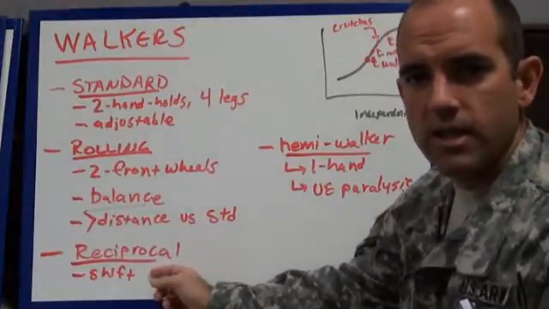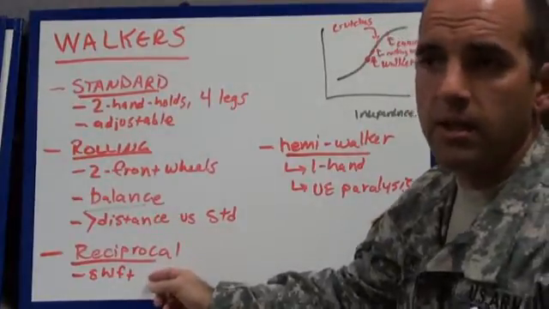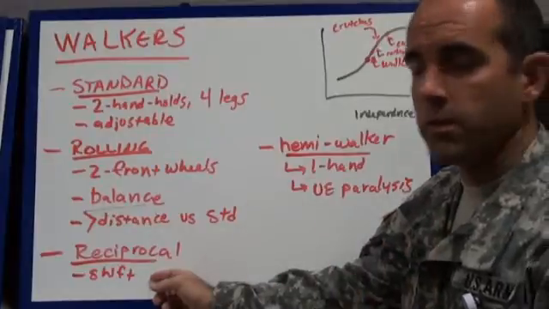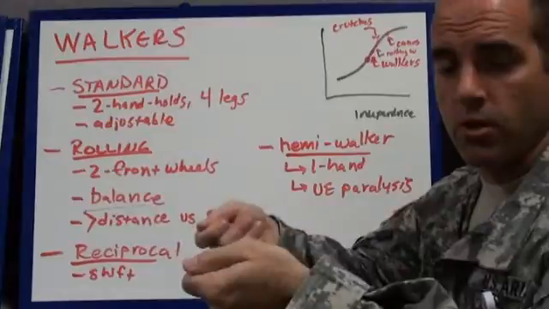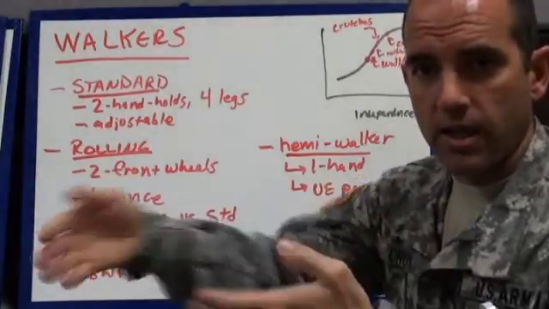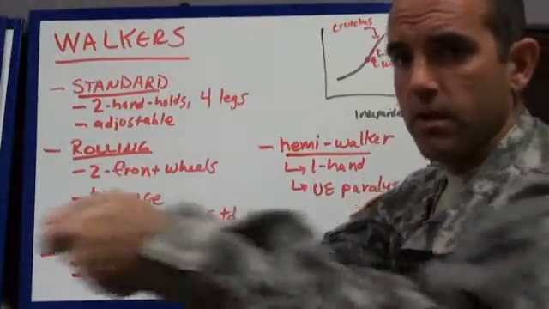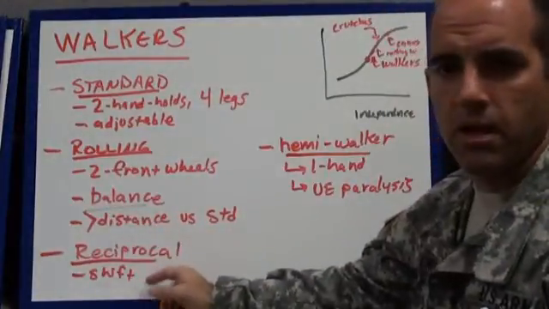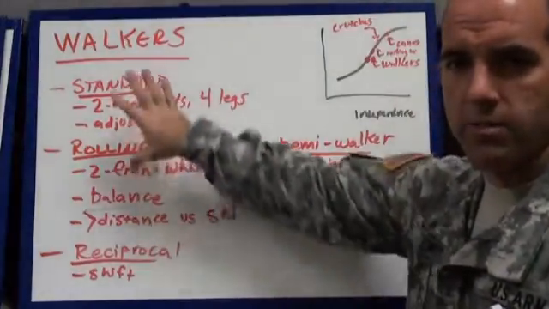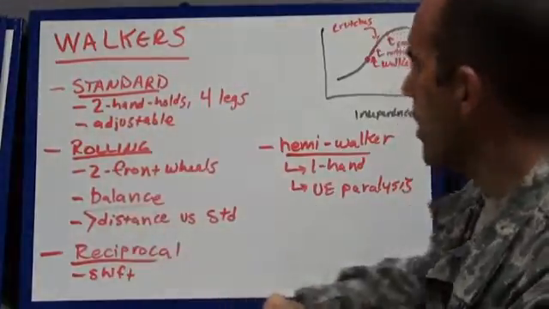Reciprocal walkers, you're not going to see too many of these in some areas, maybe skilled nursing facilities or long-term care facilities. You will see reciprocal walkers. They have joints on them, so the patient can advance the right side and it shifts, and then the left side, so it scissors along as you go. I haven't seen too many of those, but they're out there. There are a lot of different types of these walkers.